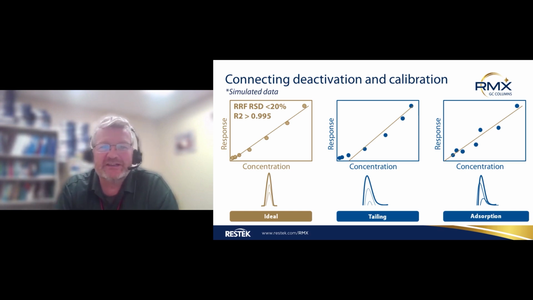If we look at a response factor for a parabolic type curve, which is here, even if you go with a quadratic calibration, you're still losing accuracy. And every analyst knows that if you can do a linear calibration, then that's the gold standard for calibrating the instrument and having accurate results throughout the course of the run. Obviously, with a traditional column, that's not always possible.